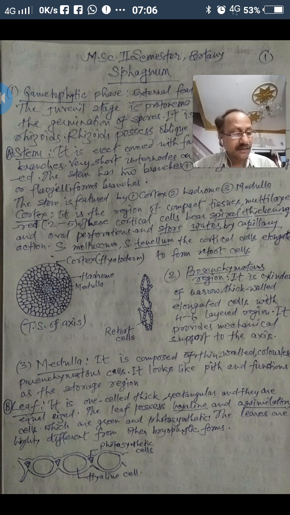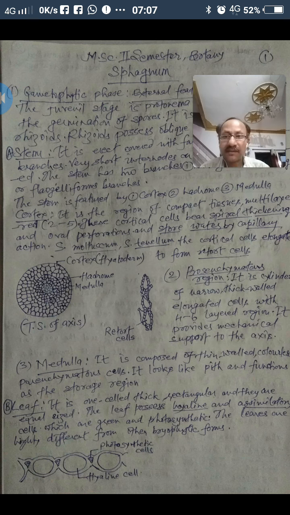And the hadrome region, that is similar to that of the prosenchymatous region. It is a cylinder of narrow, thick-walled, elongated cells with a 4 to 6 layered region. It provides mechanical support. Mechanical support starts from this kind of TS structure which you see here inside the stem. Mechanical support is concerned here.